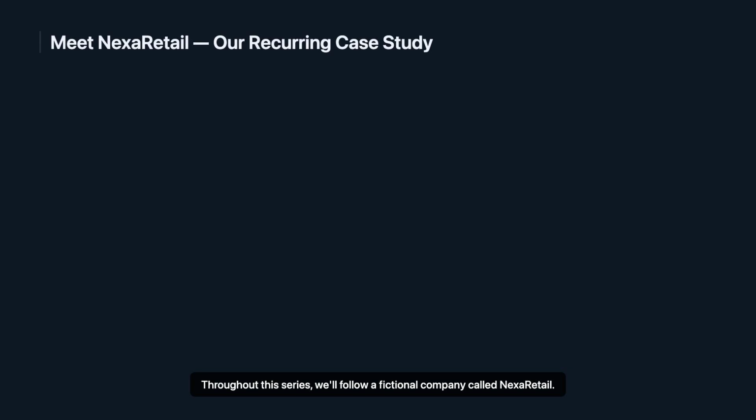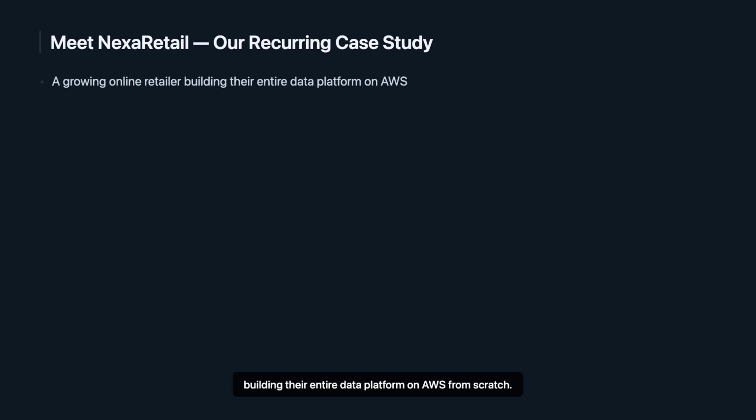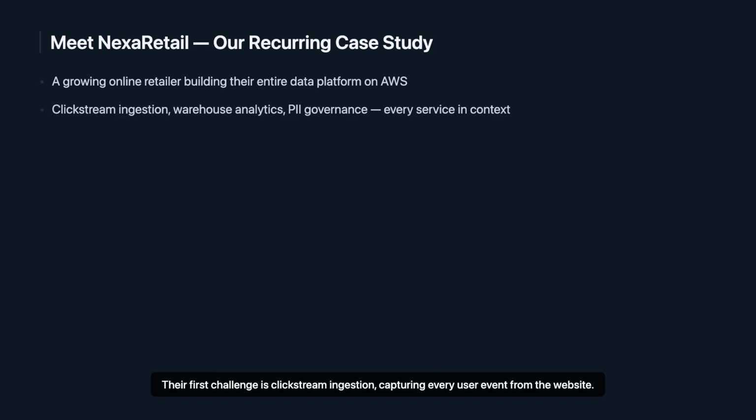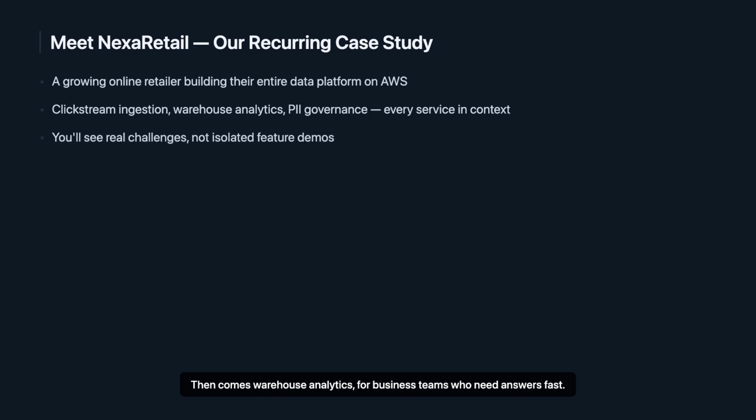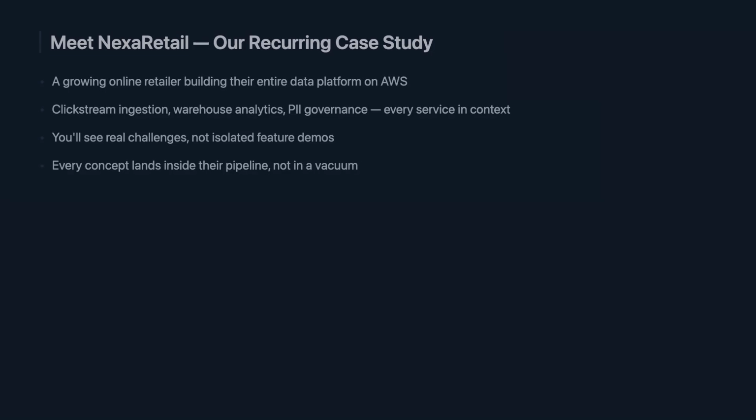Throughout this series, we'll follow a fictional company called Nexer Retail. They're a growing online retailer, building their entire data platform on Amazon Web Services from scratch. You'll see real challenges, not isolated feature demos. Every concept lands inside their pipeline, not in a vacuum. Their first challenge is clickstream ingestion, capturing every user event from the website. Then comes warehouse analytics for business teams who need answers fast. And as they scale, PII governance becomes non-negotiable. Concepts stick when they're stored inside a story.